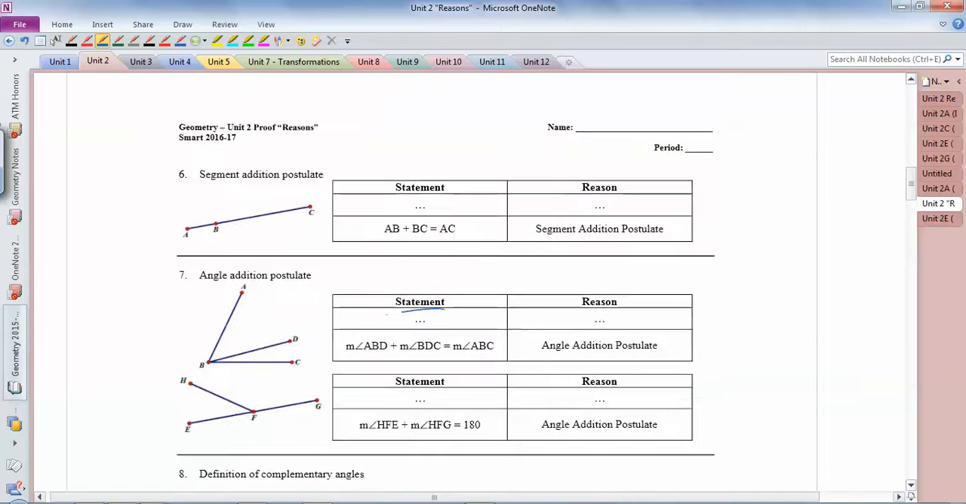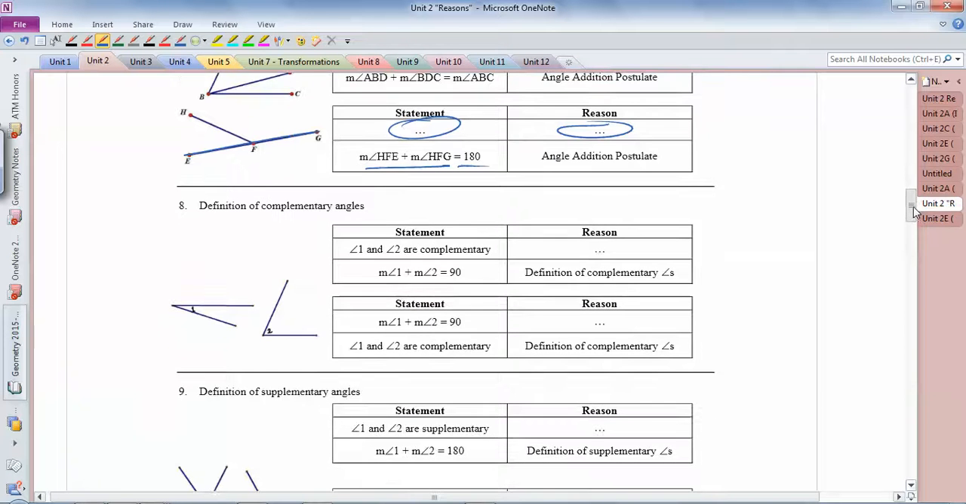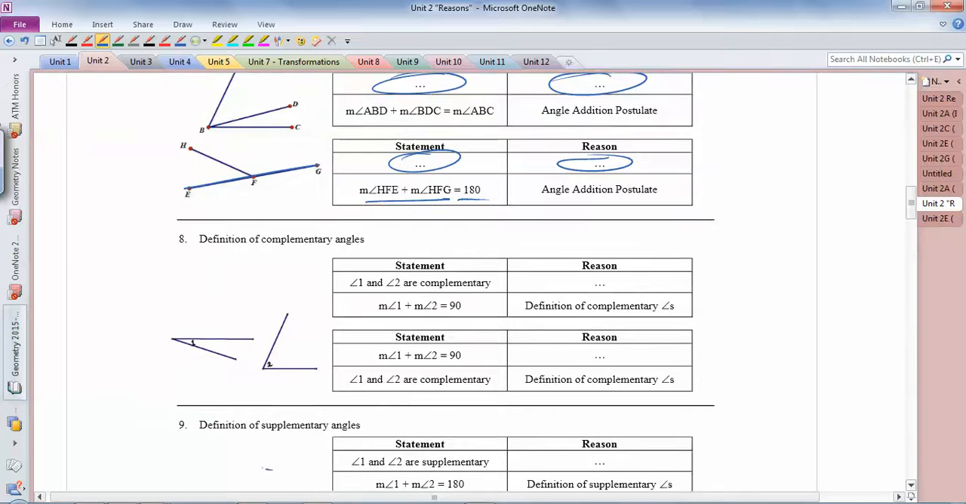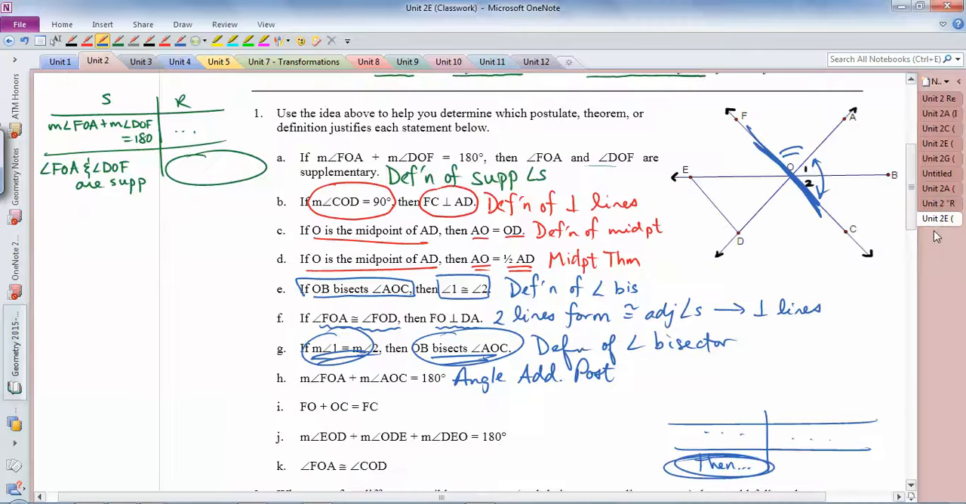Notice there's nothing that comes first. It's just if two angles happen to form a straight angle, then you can just say to add them up, get 180. A lot of students confuse it with this one here. But this one's an if-then. If two angles are supplementary, then they add up to 180. That's definition of supplementary. If we look here, it doesn't say if two angles are supplementary, then you can get 180. It just says the two angles are already 180. That's it.